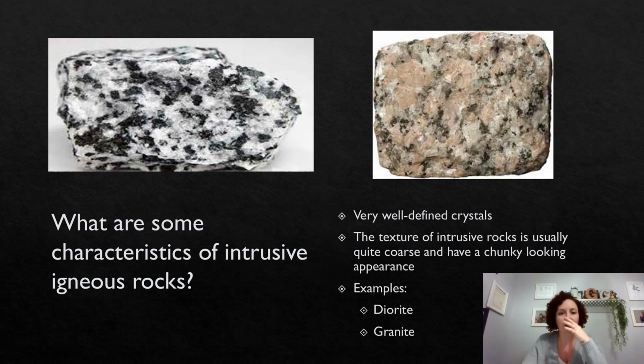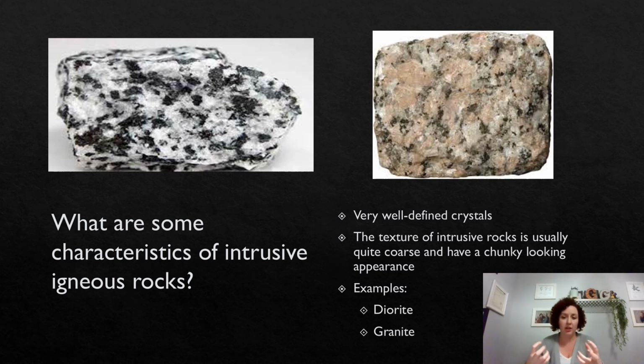Diorite is this black and white crystal. You can see that it's chunky. You can see the bits of mica in the black. You can see the bits of quartz in the white milky color. That coarse texture is the way it looks.